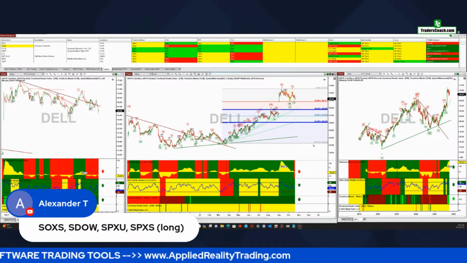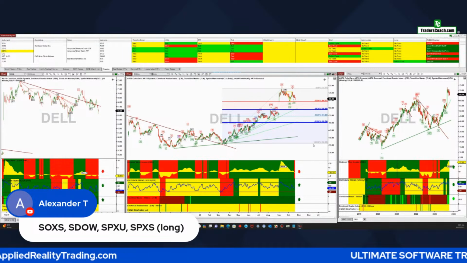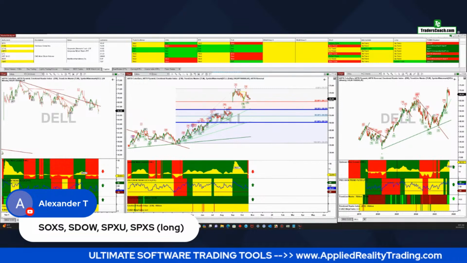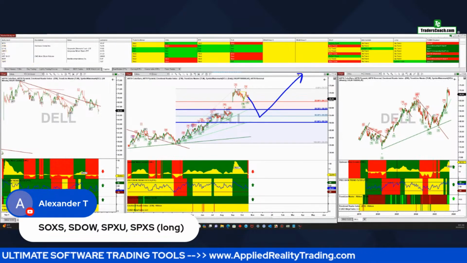Yeah, I'm not going to recommend this right now. Okay, I think we're kind of in a wave 4 on the daily. Long term, we should make more highs. So I think basically what we're looking at here is a move down here and then boom.